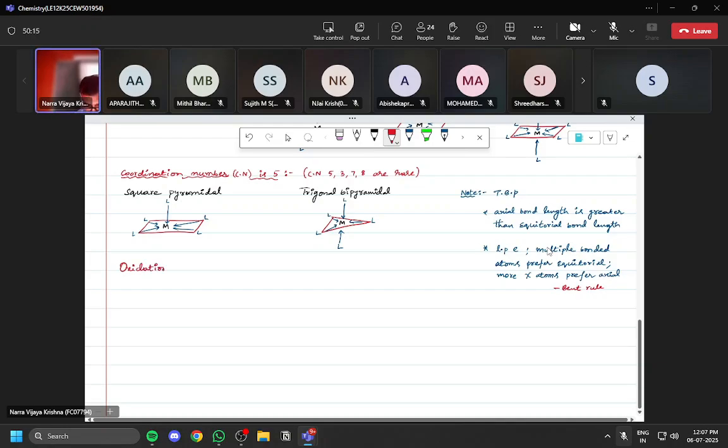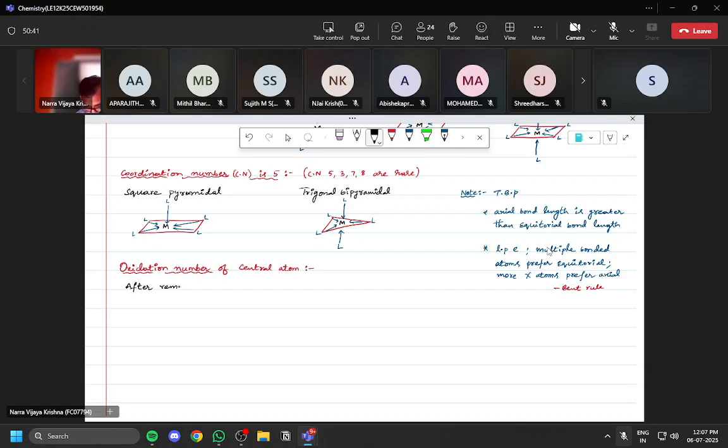Oxidation number or state of the central atom. Write: the oxidation number of the central atom is the charge present over the central atom after removing all the ligands. Correct, sir?